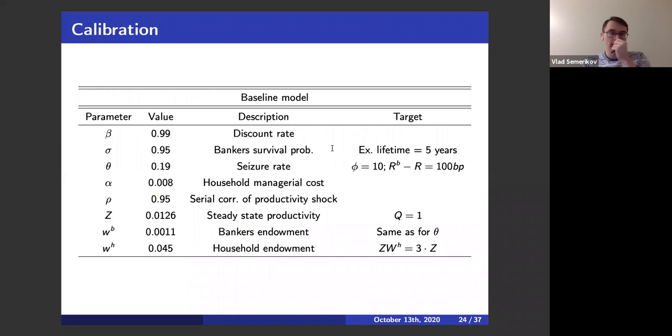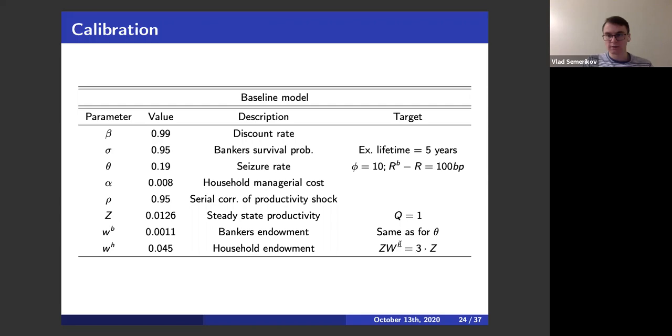Here's the calibration of the baseline model. Some parameters are quite standard, some of them are not. So they calibrate sigma, the banking survival probability, such that the expected lifetime of each bank is roughly 5 years. One period here is 1/4, very, very standard. Theta and WB, the banker's endowment, are calibrated such that phi, the steady state leverage multiple, is 10, which corresponds roughly to the leverage ratio of the shadow banks prior to the Great Recession, and such that the credit spread is 100 basis points. Steady state productivity Z is calibrated such that Q is equal to 1. Yeah, exactly the case that the professor mentioned. And the household endowment is calibrated such that the aggregate households endowment is 3 times the steady state Z.